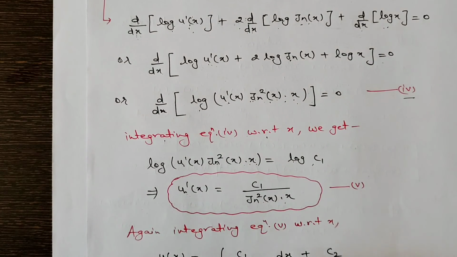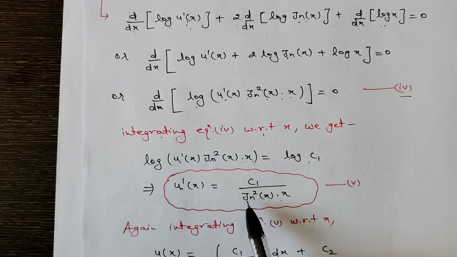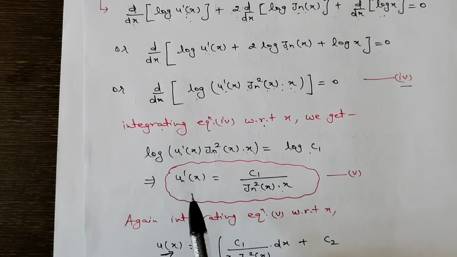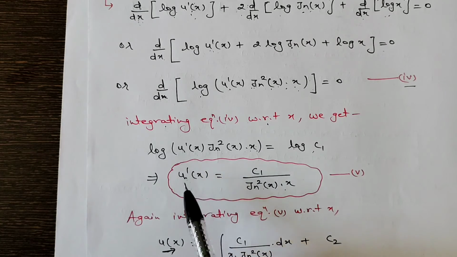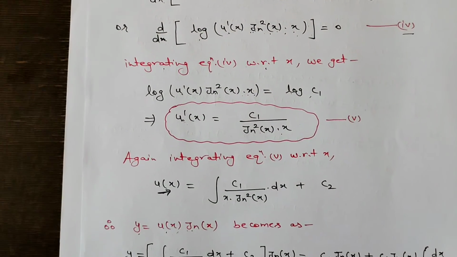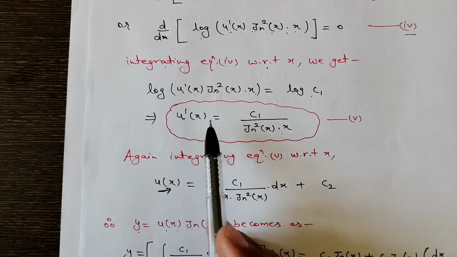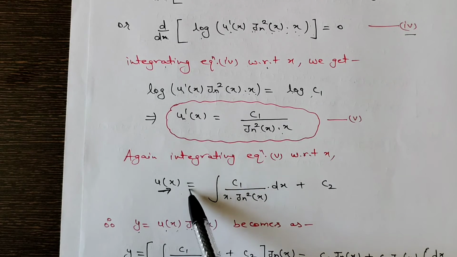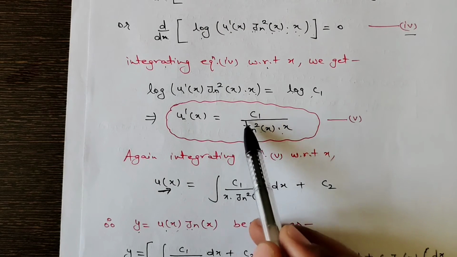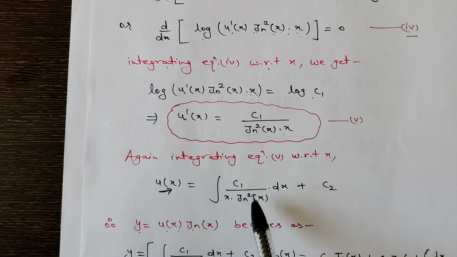So this entire simplification is actually going in this way, so that we can find the expression for ux. Now we have the value of u prime x, that is c1 over jn square x into x. So again, if we integrate this equation with respect to x, we can have the value of ux. So this is the next step. We have to integrate this equation with respect to x, so that we can have ux from u prime x. So on left hand side it will be ux equals to, and on right hand side this entire term is a function of x, and this is a constant, so this can be taken outside the integration or inside the integration, it doesn't matter.